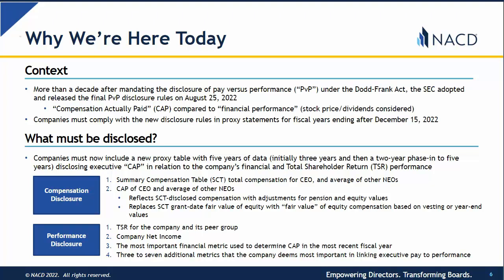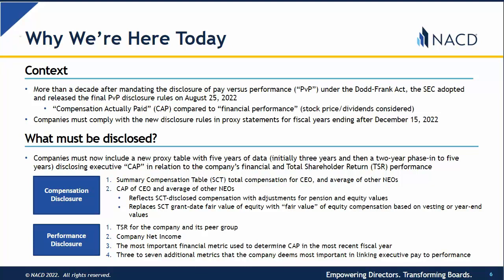In our performance disclosure, the SEC had a lot of measures it could have chosen to represent a company's financial performance in the relationship between company performance and compensation actually paid. Ultimately, the SEC determined that TSR would be the most appropriate measure. So we'll have to include TSR for our company and its peer group. They also added on in a reproposal that occurred in 2002, company net income.